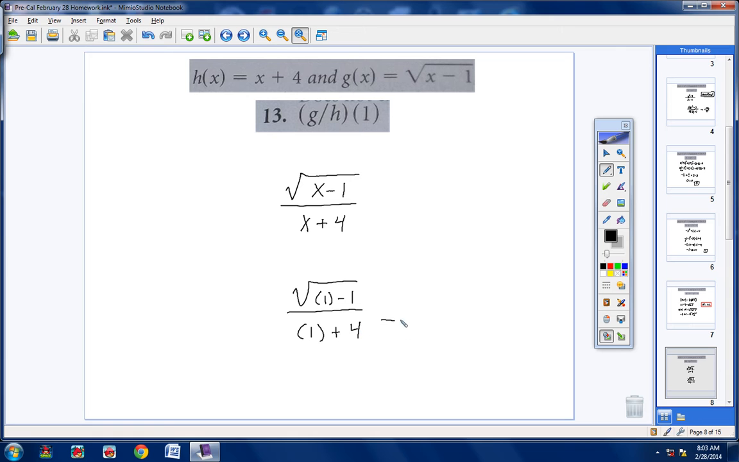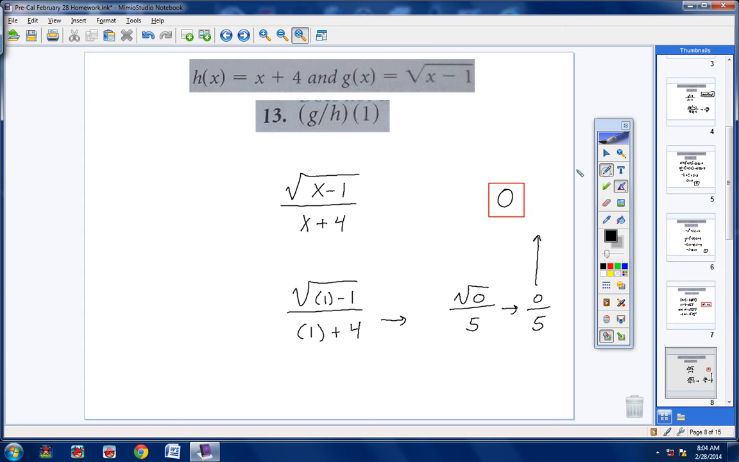Well, let's see if we can't simplify this. 1 minus 1 is 0, so the square root of 0 over 5, 1 plus 4. And of course the square root of 0 is 0, and 0 over 5 is totally legit. You're allowed to have that. You can just never have 0 in the denominator. So 0 over 5 can be solved, and 0 divided by 5 is just 0. So there's your answer, 0.